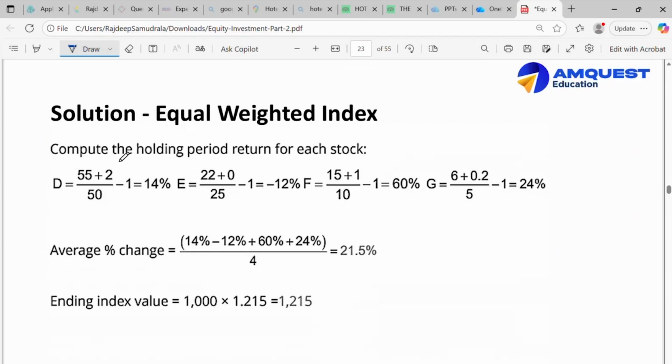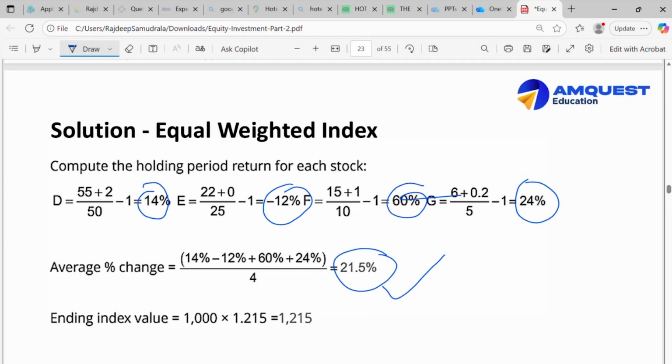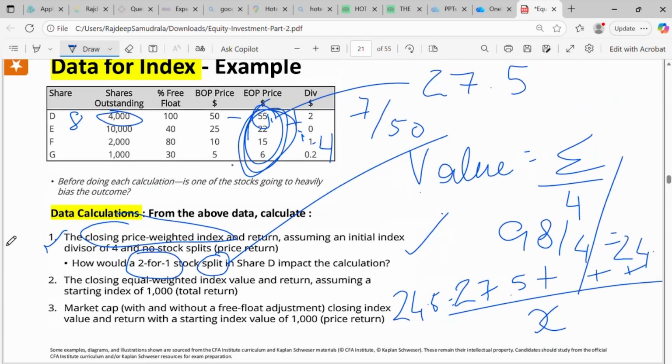So I showed you only for one. Pick out each one. Okay, I do 7 upon 50. That comes to 14%. Negative here, 12%. Right? 60%, 24. So you found out that the total returns in every portfolio is so much. All you have to do now is find the average returns. Average return comes to 21.5%. Clear? Is that clear? So this is how to find the total return.